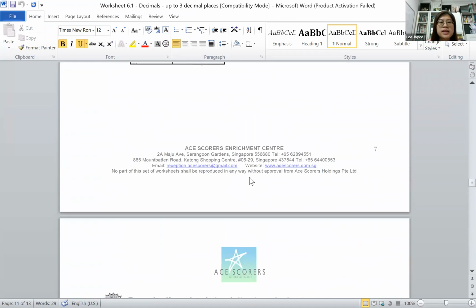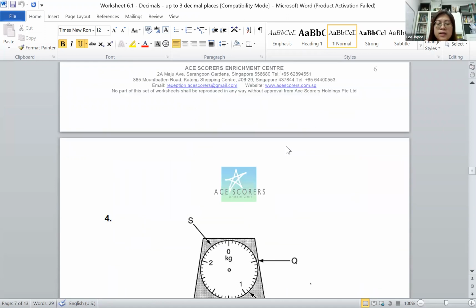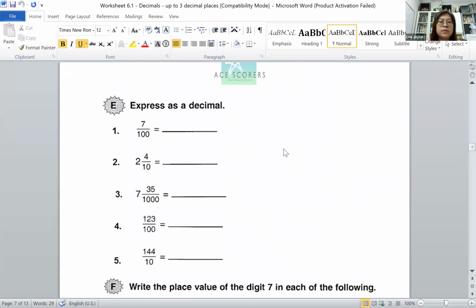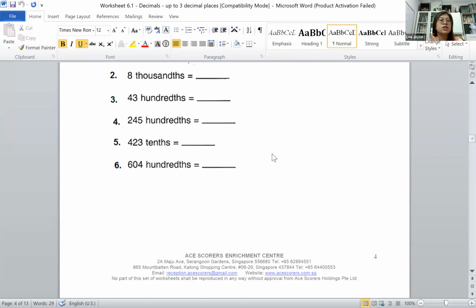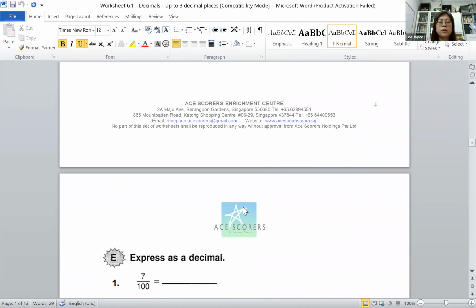Can I go take my paper first? Sure, no problem. You go and take your worksheet first, all right? Everyone should have a hard copy of this worksheet 6.1, because in the last lesson we went through to section D. That means this section D was already completed, and today we will go on to section E.